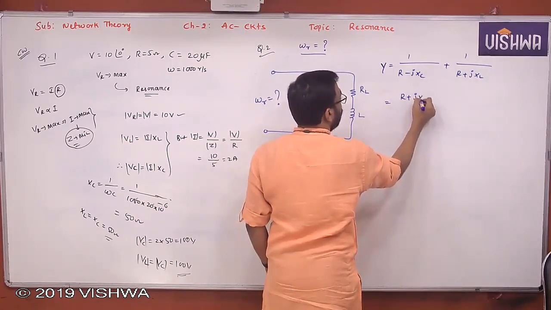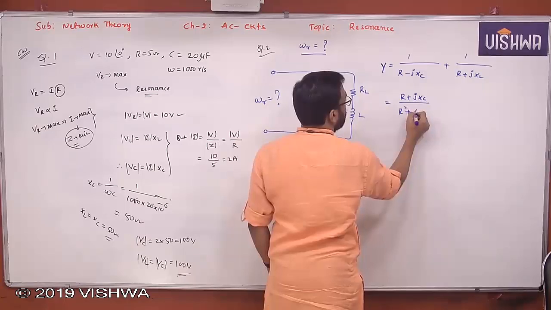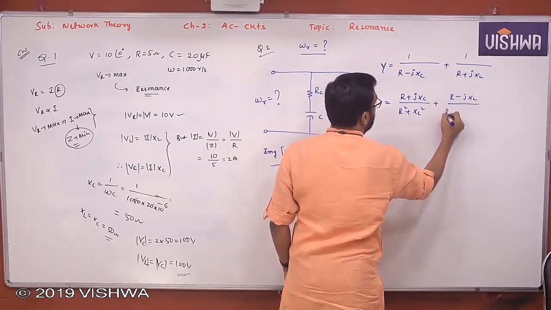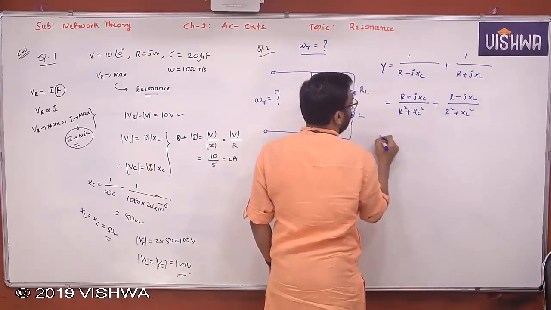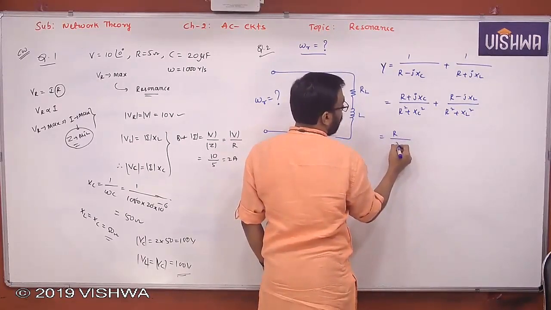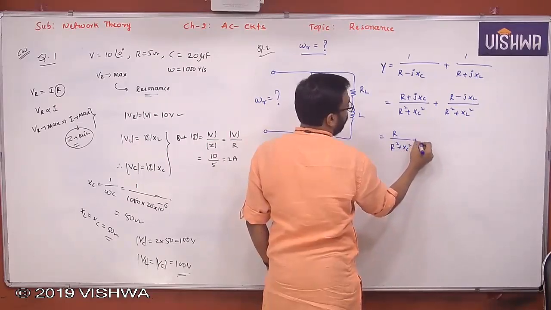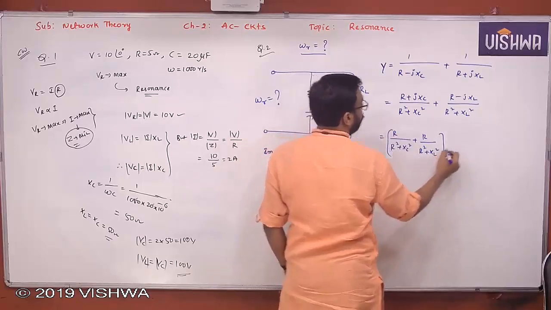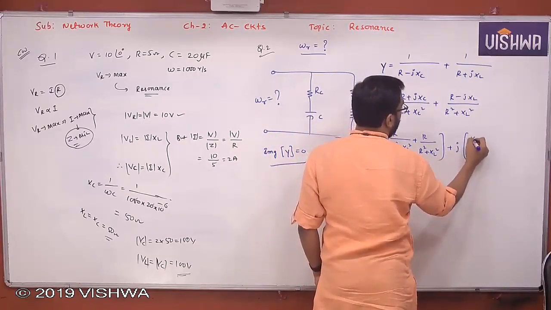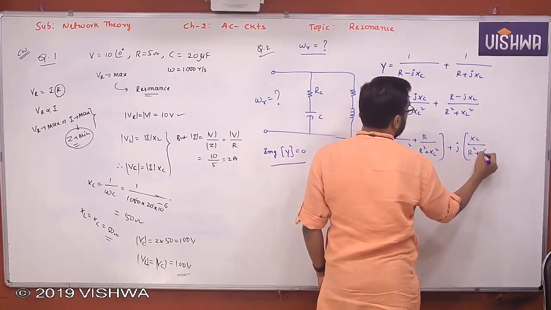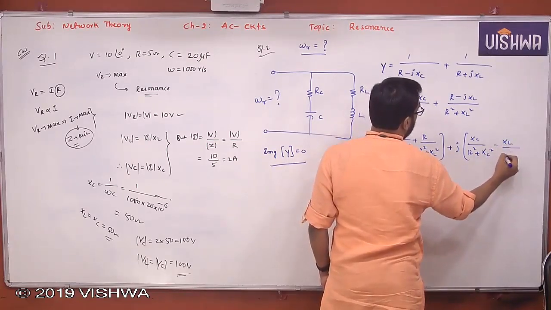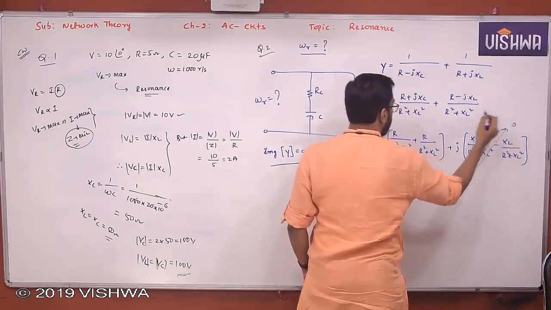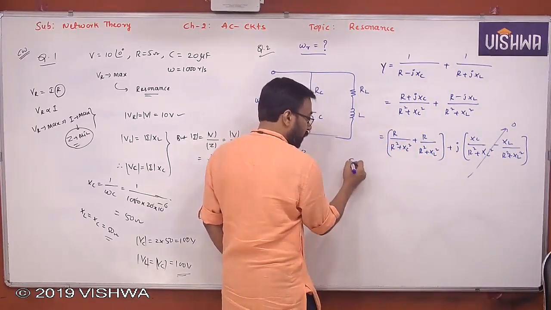RC plus jXC by RC square plus XC square, plus RL minus jXL by RL square plus XL square. You know that RC by RC square plus XC square plus RL by RL square plus XL square. Yes or no? Plus j of XC by RC square plus XC square minus XL by RL square plus XL square. You have to make this imaginary part 0 for the circuit to be resonant, for resonance.